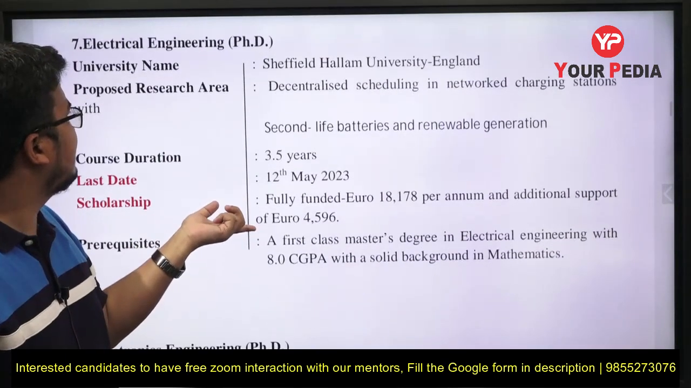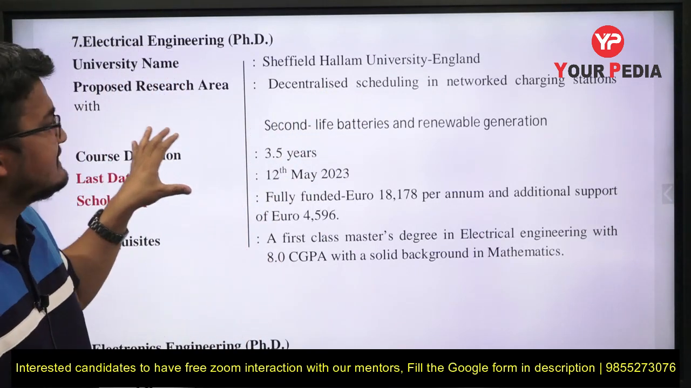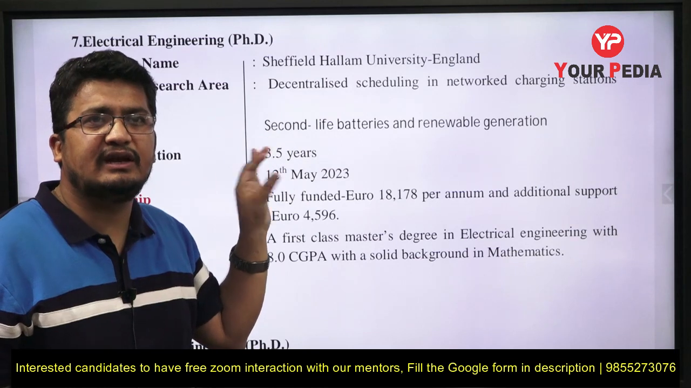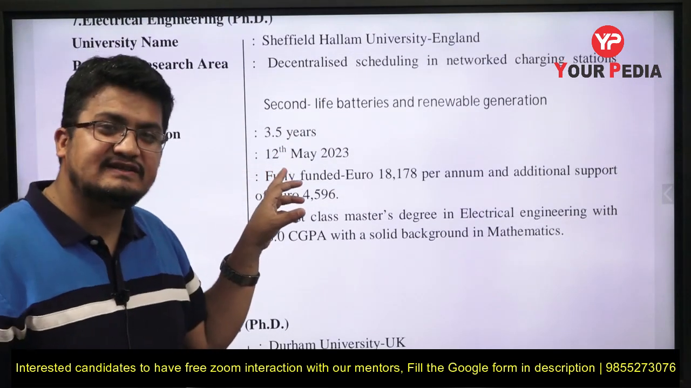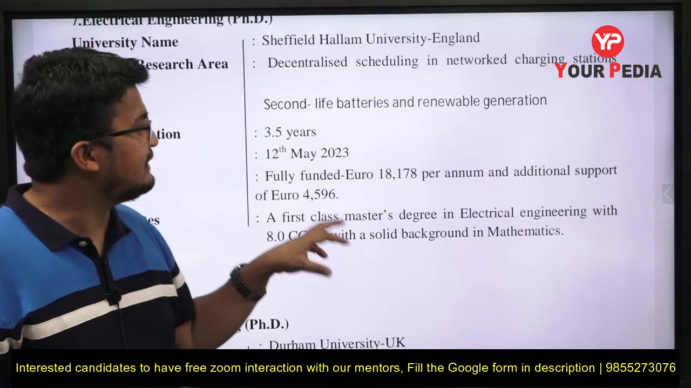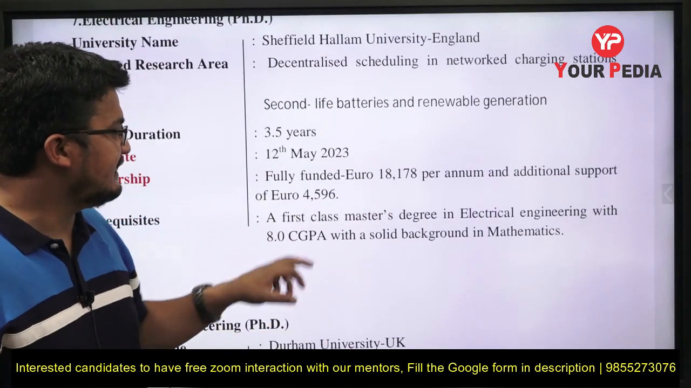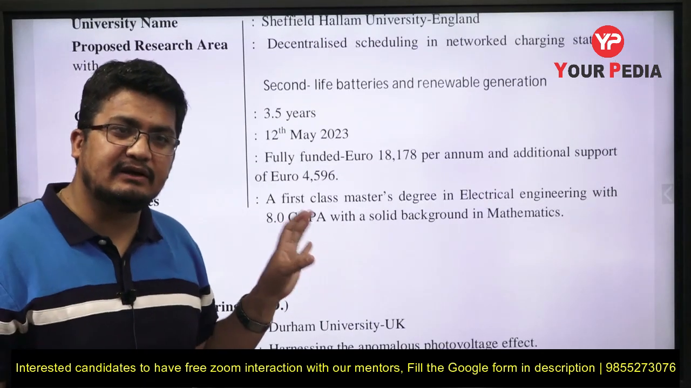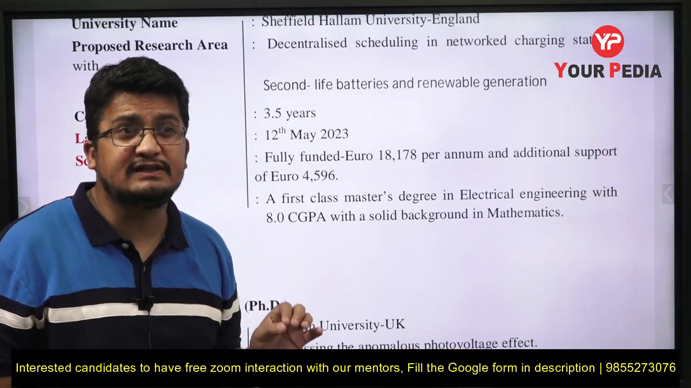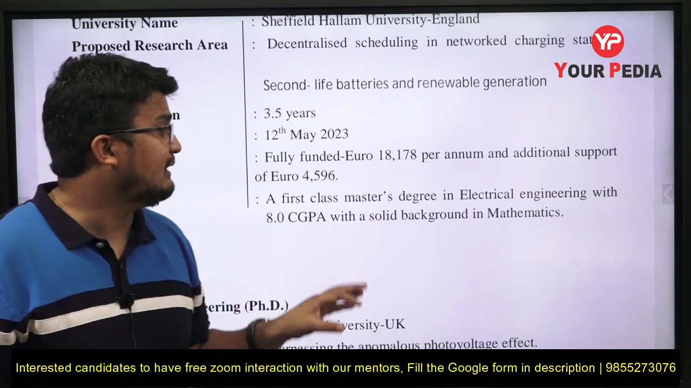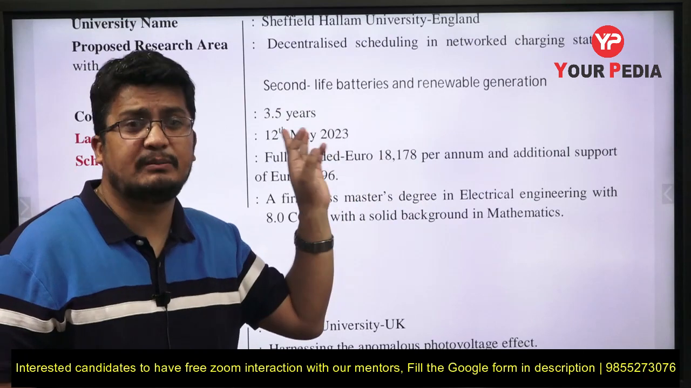Next up we have an electrical engineering position. It's at Sheffield Hallam University, England. The proposed research area, guys, is decentralized scheduling in network charging stations, and it's a fully funded position. The deadline is 12th of May 2023, and the duration for this course is 3.5 years. There is an amount of funding mentioned here, which is a very great amount. And what is the prerequisite? The prerequisite is a first class master degree in electrical engineering with 8 CGPA, with a solid background in mathematics. If you fully satisfy this criteria, then you should look up to this opportunity.